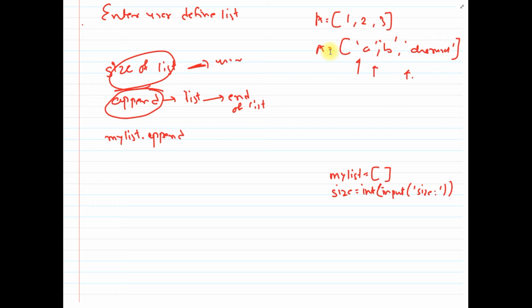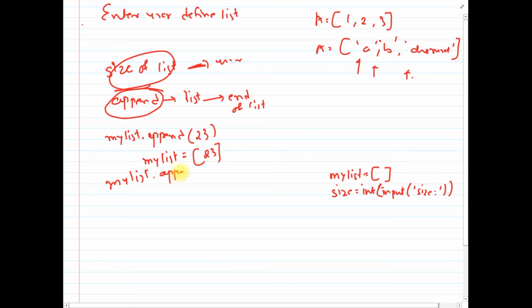If I write my list dot append 23, what will happen? Immediately my list would have a new element inside it, 23. Again, let us say I am writing the same command my list dot append, and let us say 45. What will happen? One more element would be added to my list like this. So 45 would be added at the end of the list.